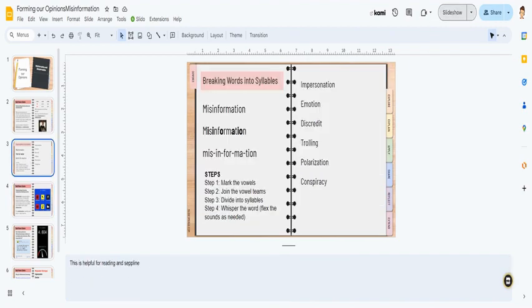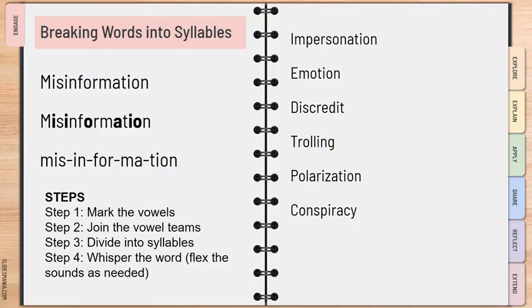So before we begin playing the game, a couple terms you want to think about. Impersonation, emotion, discredit, trolling, polarization, and conspiracy. These are the terms that you will learn as you play the game. Please take a moment in your journal and jot each of them down and break them into syllables so that you can practice the blend as you read strategy. Additionally, go through and circle any prefixes you see.